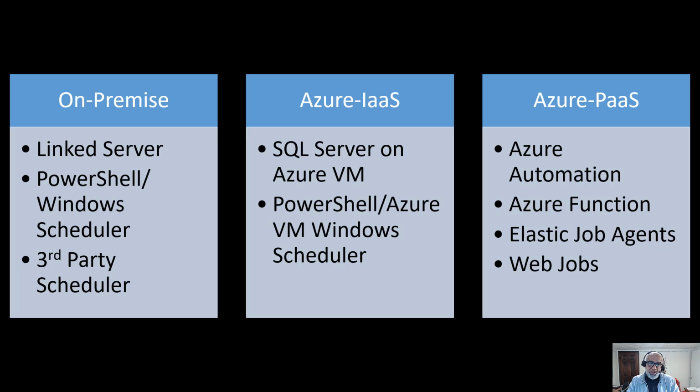Now, some of you might not have anything on-premise anymore, so you are totally in the cloud. If you have an Azure IaaS VM, or you can spin one up, you can have a small-size VM running SQL Server, and you can use that agent to do everything I talked about on-premises. Or you can schedule your PowerShell or other scripts in your Azure IaaS VM with the Windows scheduler. And if you do not like that, if you are 100% on the PaaS solutions in Azure, you can use Azure Automation, Azure Functions, Elastic Job Agents, or Web Jobs.